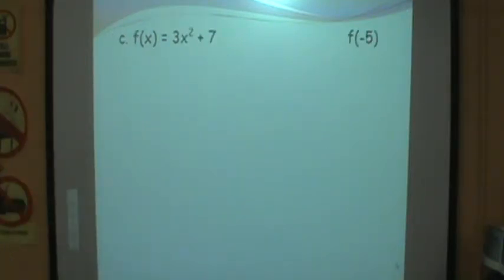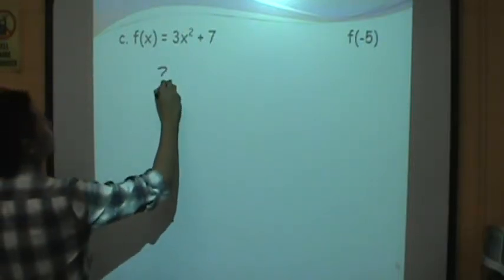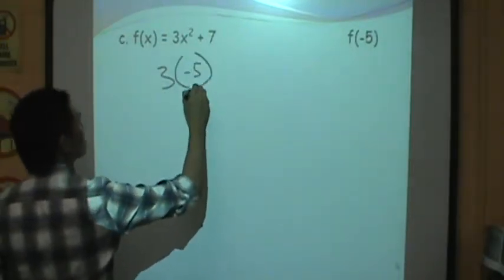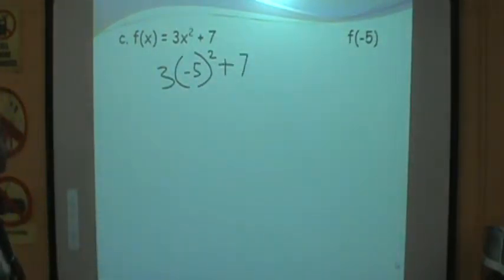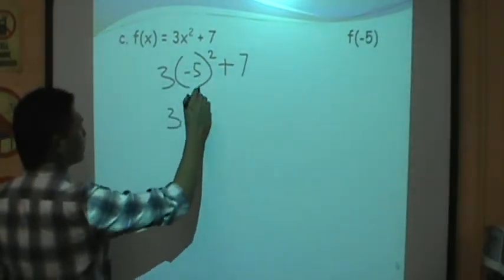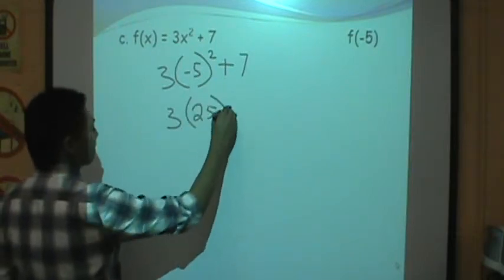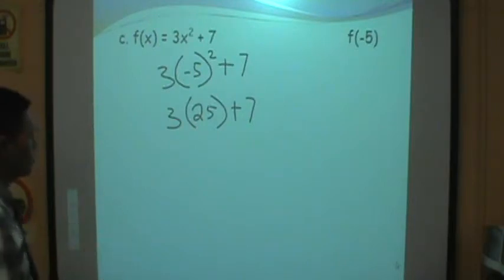Now, here, plug it in again. So we have 3 parentheses negative 5 squared plus 7. Use your calculator if you want. You can easily solve that. If you don't have a calculator, negative 5 squared is giving you 25. Negative 5 times negative 5 is positive 25.